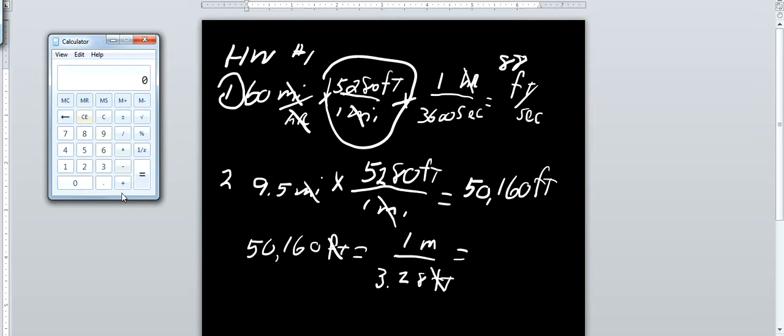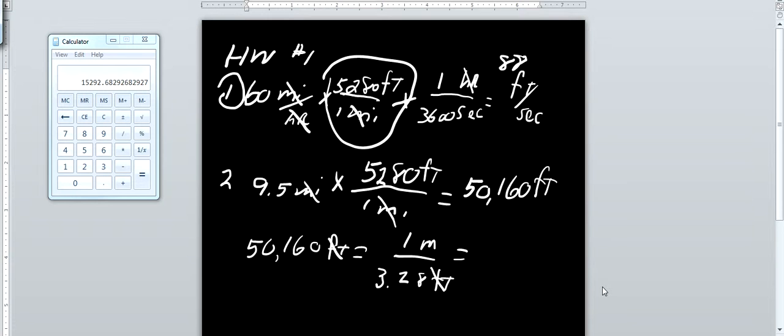Clear this. We've got 50,160 divided by 3.28 equals 15, how many meters? That seems a little high. What did I do here? Let's pause here.